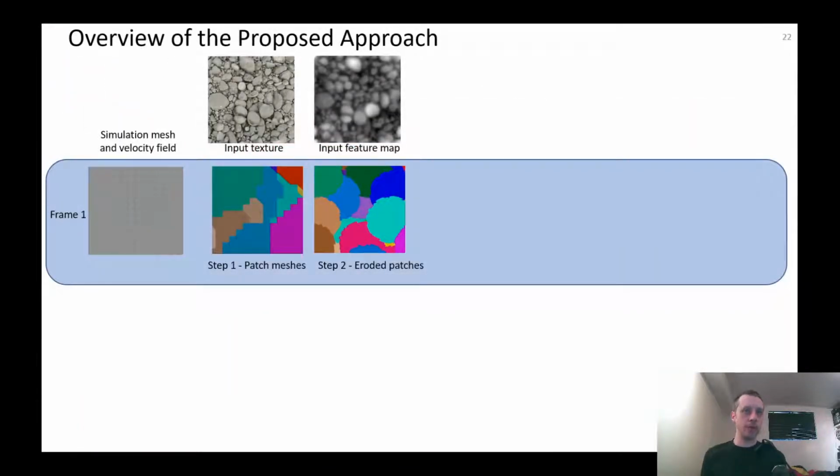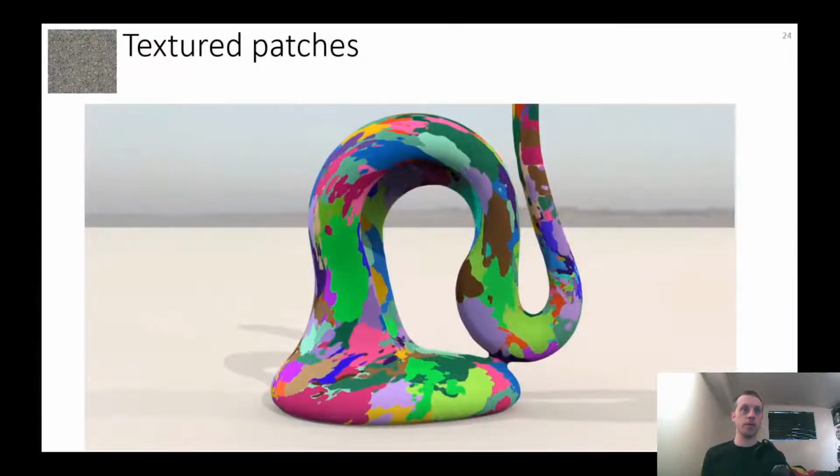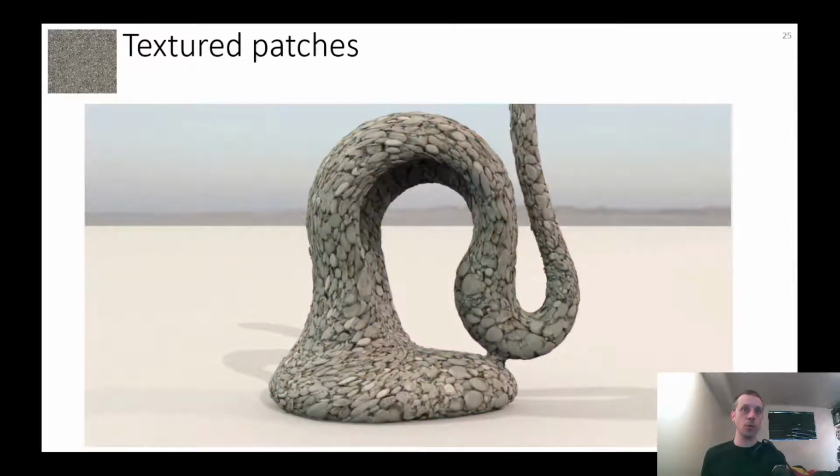With the eroded patches computed, we can synthesize the output texture. For each texel of the output texture, we have one corresponding eroded patch texel. We then use these texel colors to create the output texture. So from the eroded patches, we obtain the output texture.